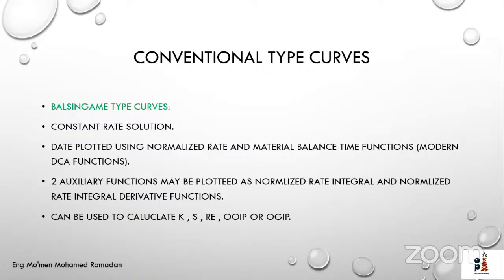The data here can be plotted using the normalized rate and the material balance time functions. We talked about the material balance time function in a webinar a little while ago. Two more functions may be plotted, like the normalized rate integral and the normalized rate integral derivative functions. The type curves of Blasingame can be used to calculate the permeability, the skin, the reservoir drainage radius, which is RE, and the original oil in place or original gas in place. So this is significant, guys. When you do RTA for your well and you can reach all these parameters, this is significant information.